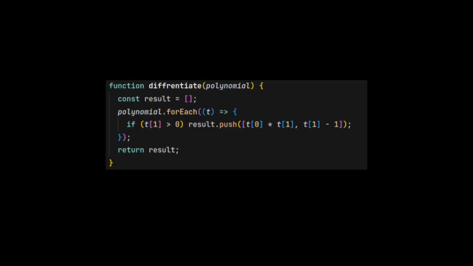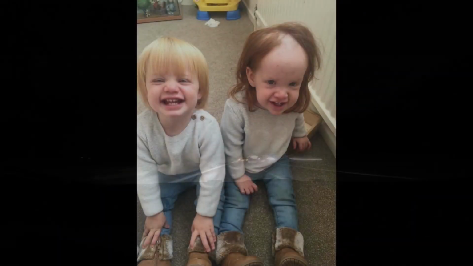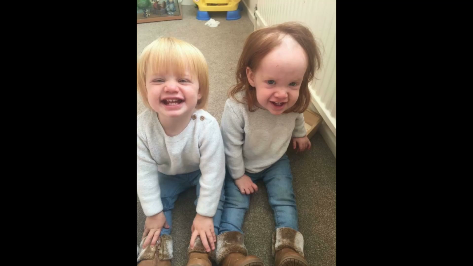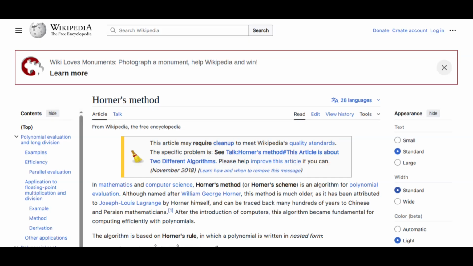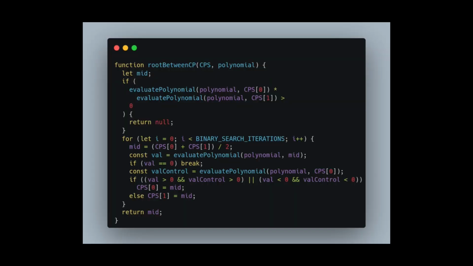Moving on. Step 3. Write a function to evaluate the polynomial for intermediate step. Since we need our algorithm to be fast, we will not be evaluating polynomial directly like dumb kids. But instead, we'll use a method which reduces our arithmetic steps significantly. And it is Horner's method. Step 4. Writing the function for bisection method. Done.